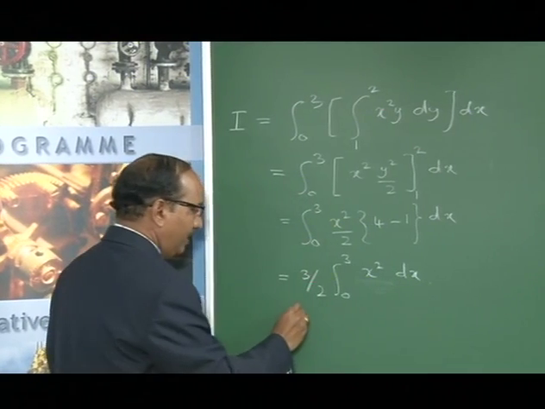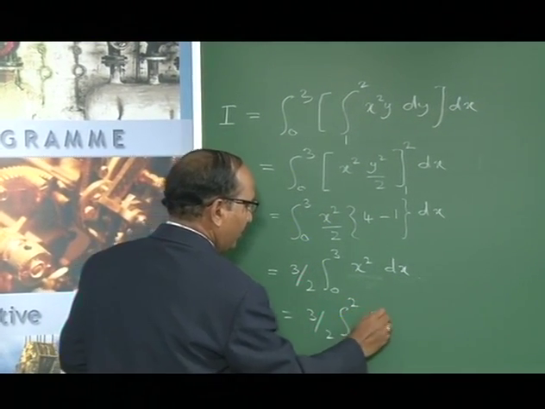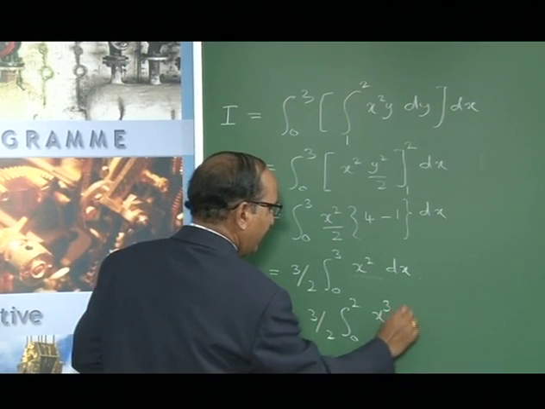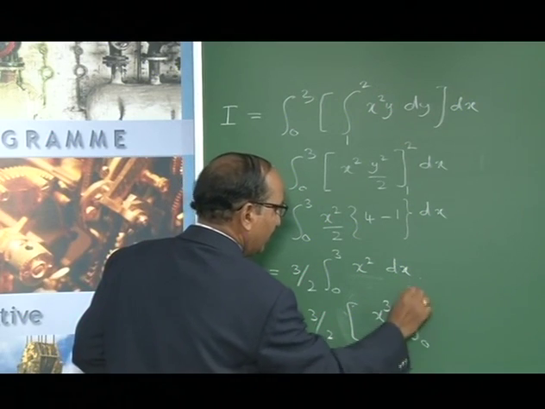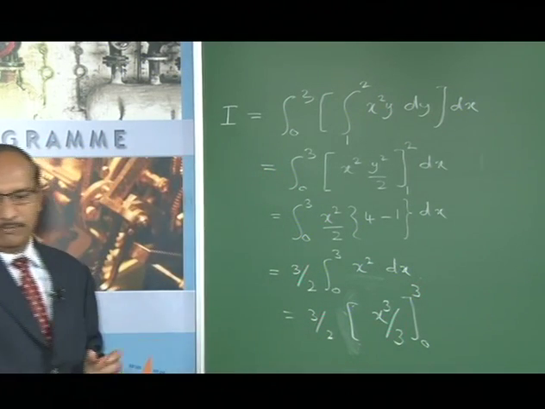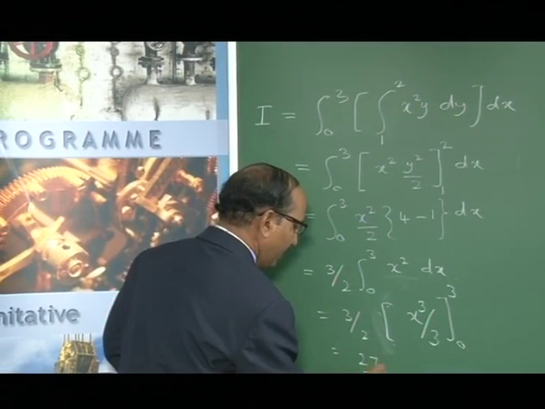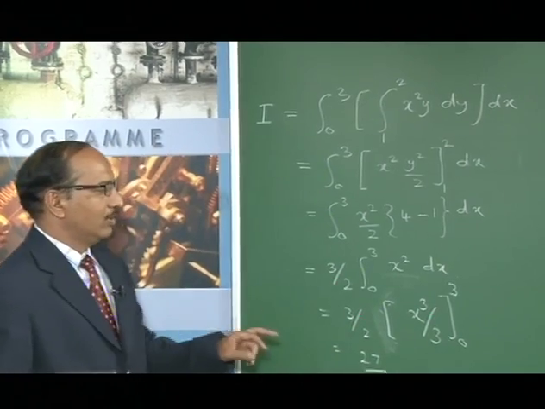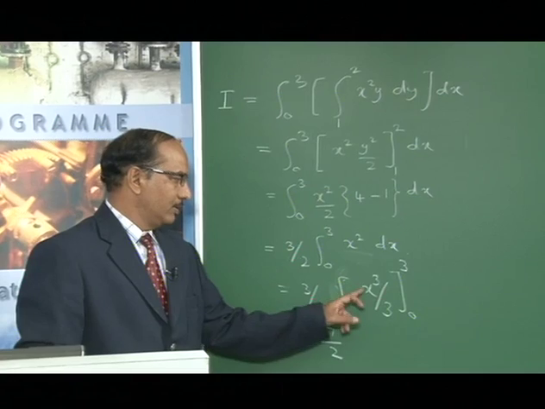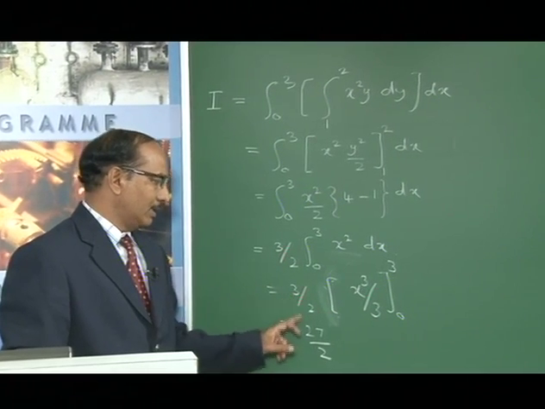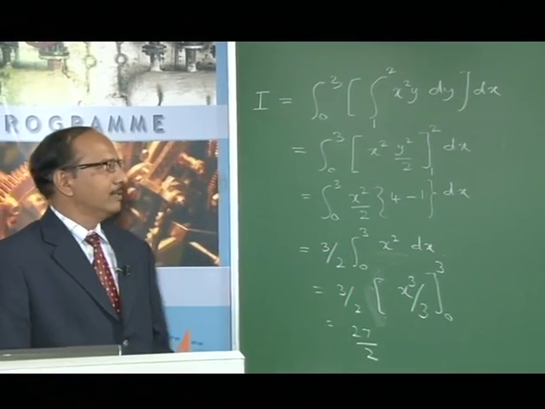Now, integrating that with respect to x, 3 by 2, 0 to 3, that is x cube upon 3, then put the limits 0 to 3. That simplifies to 27 by 2. You can substitute the limits x equal to 3, that is 27 by 3, and x equal to 0. So, 27 by 3, 3 cancels, 27 by 2, that is the value of the iterated integral.